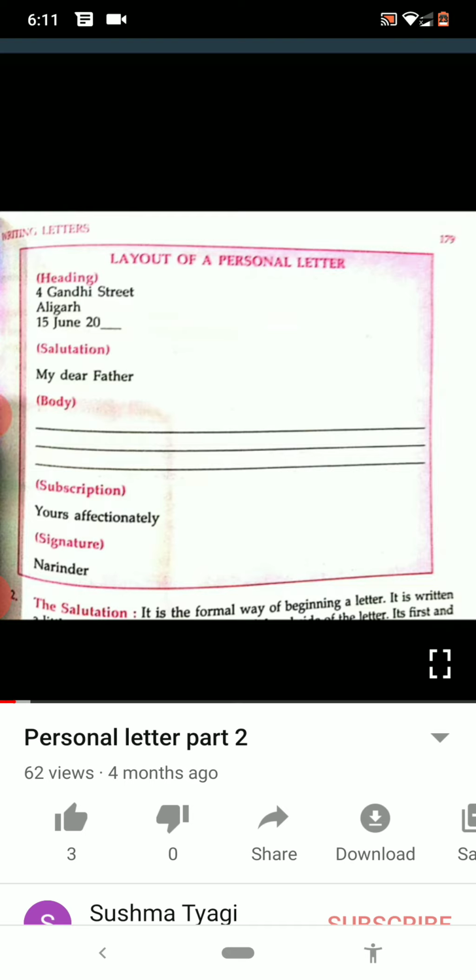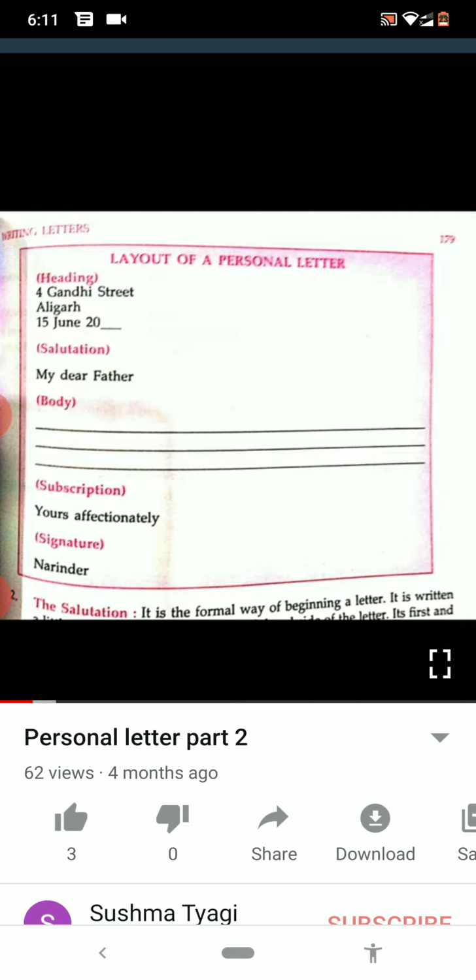it is the address of the writer who is writing the letter. Then second number, it is a salutation. Salutation means to whom we are writing the letter. It may be our father, mother, brother, sister, or any friend. So we have to write the same: dear father, dear mother, dear brother, dear sister, dear friend, dear Mohan, Rita, it may be any.